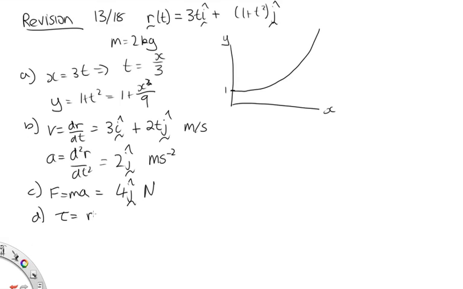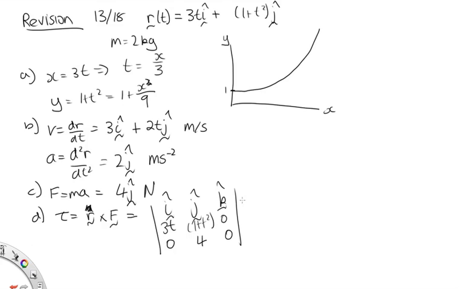Okay, torque is given by r cross F. Sorry, that's not the unit vector, it's the radial vector. To find the cross product, we can find the determinant of the matrix. R is given up here, so it's 3t in the i direction, 1 plus t squared in the j direction, no k component. F, we calculated, was 4j, so that's 0, 4, 0. Finding the determinant of this matrix, it's got nothing in the i direction, nothing in the j direction. In the k direction, it's 3t times 4, so that's equal to 12t k.